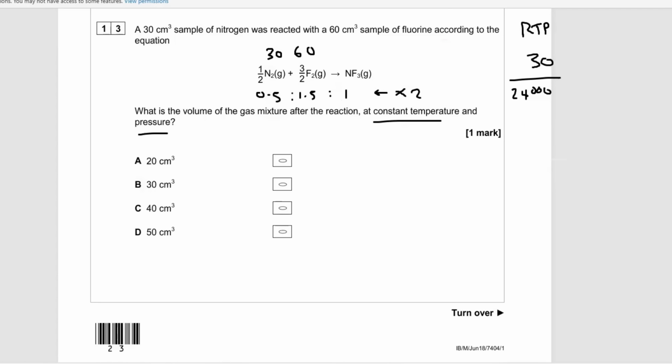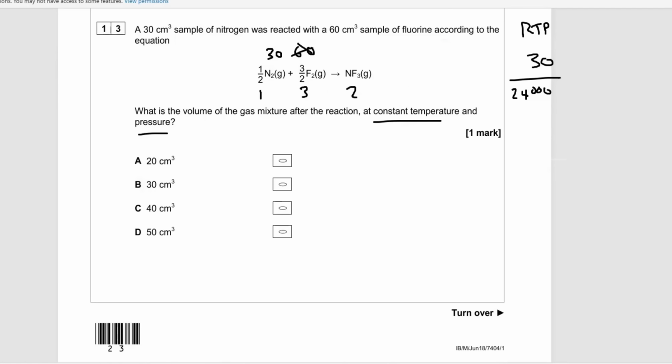We're going to get a nicer ratio, easier to deal with. So we're going to get 1 to 3 to 2. Same ratio, 0.5 to 1.5 to 1, but just easier to deal with. So if I have 30 centimeters of nitrogen, it would need to react with 90 centimeters of fluorine. So I don't have enough fluorine. Fluorine is the limiting reagent.